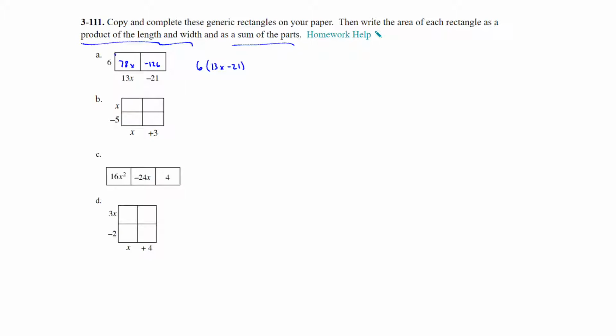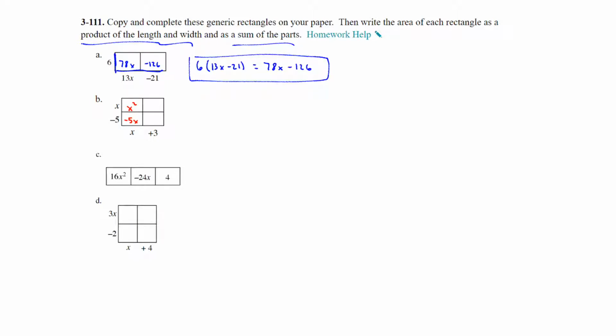So you're doing length times width is equal to the sum of its parts, which is 78x plus, or in this case, minus 126. So that's what we're looking for in terms of your final answer as you're also filling in the boxes. So in the next one we have x squared. This box would be negative 5x.